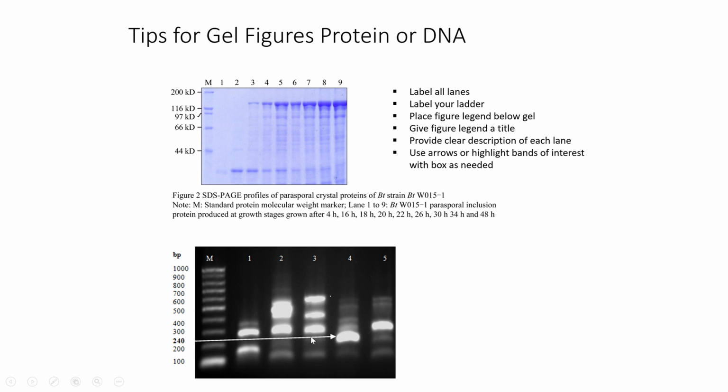The other thing you can do, which I think is very useful, is if there's something you want to highlight, you can use an arrow or you can use a little box to circle a band. You don't have to be shy about modifying your image. The other thing that's very critical is to place a figure legend below the gel. That figure legend must have a brief descriptive title, and then you need to provide a clear description of each lane.